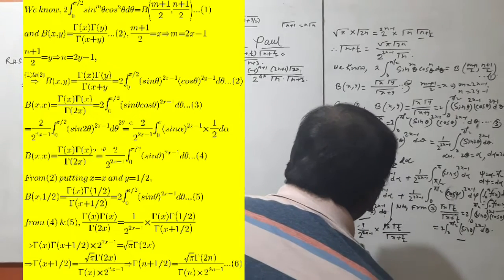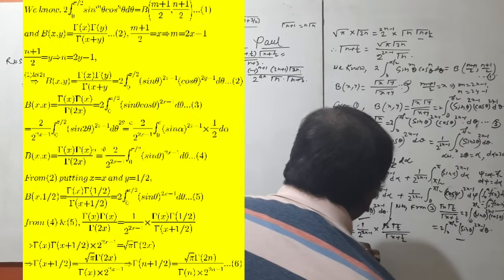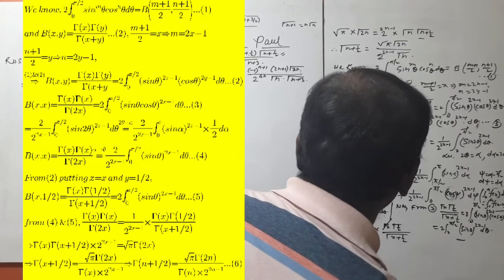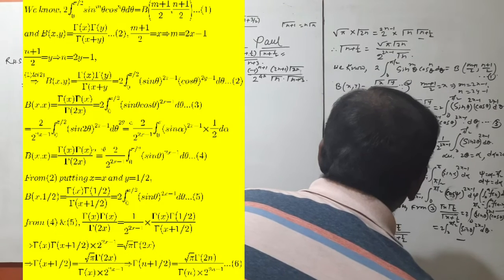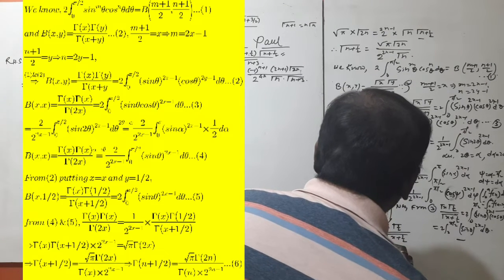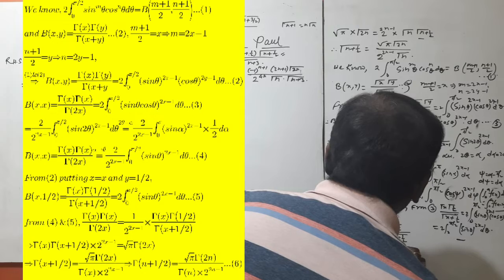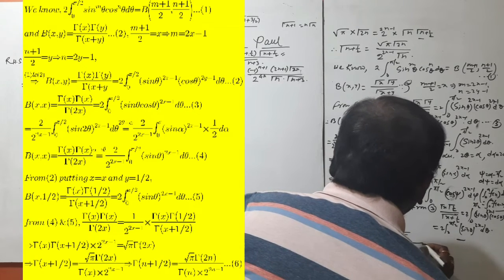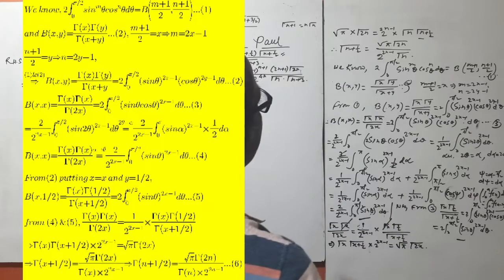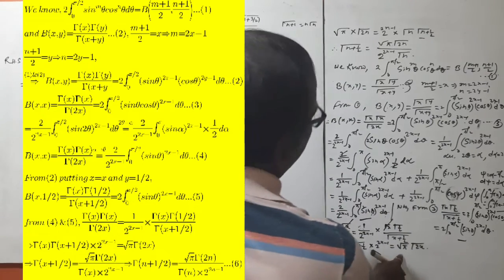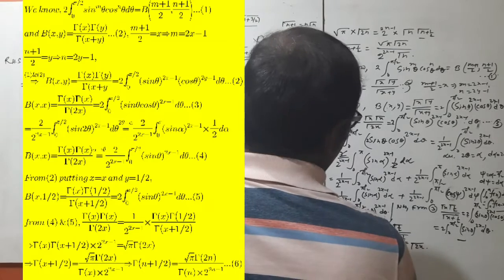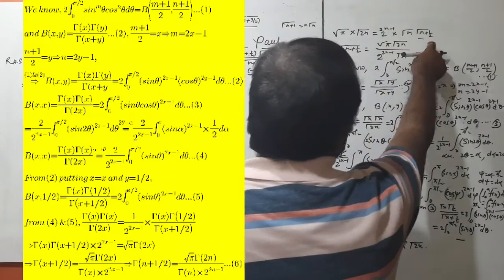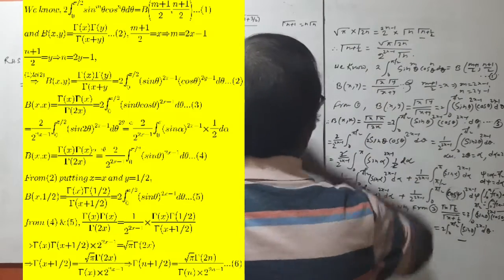and this is multiplied by gamma x plus half, into 2 to the power 2x minus 1, is equal to root pi into gamma twice x. Now replace x with what we put here, and then we get the relation, and from that we can easily find this value.